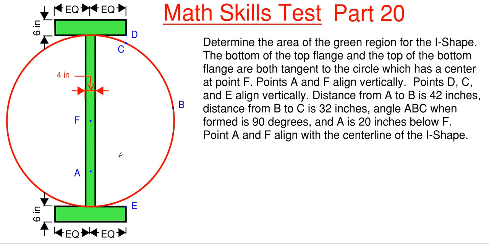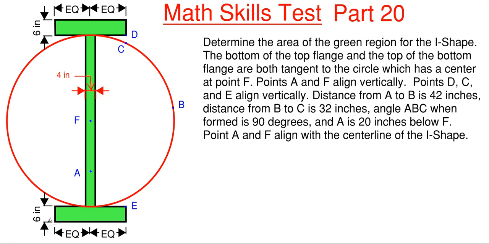So we have a little bit of information that we have to determine. We're looking for the area of this green eye shape. So we have to determine the height of the web here, which is in between your flanges. So this elongated rectangle. And we know the thickness, which is 4 inches. In order to get the height here, we have to get the diameter of our circle. So we're going to have to use our points to get there. Also, as you may notice, our flanges only have a thickness to them of 6 inches each.